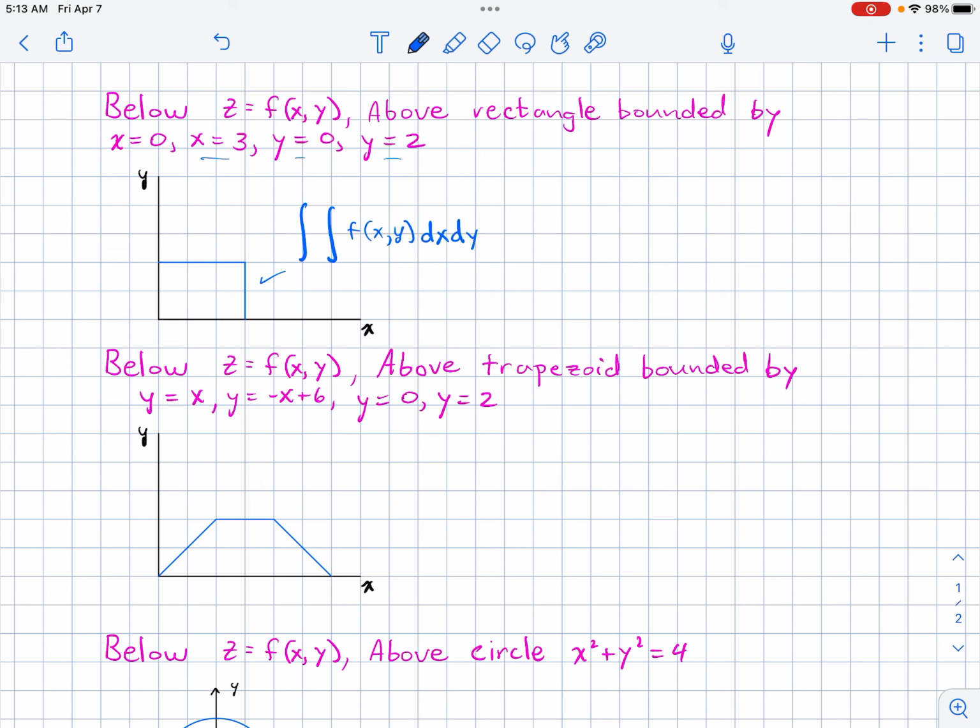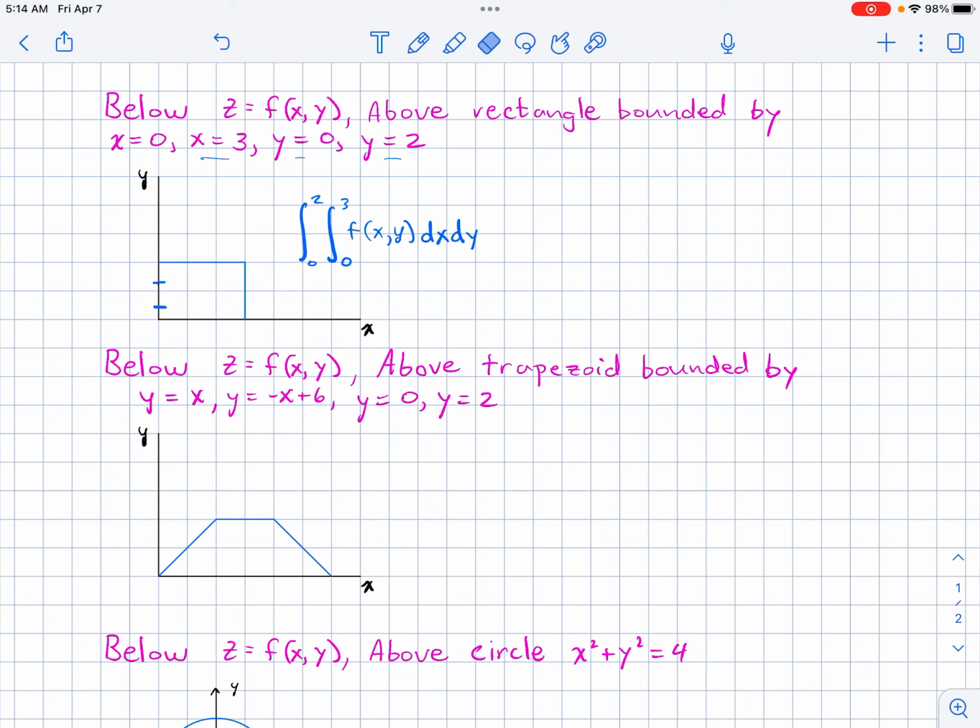Let's see what x does as we vary y. Okay, so let's suppose we've got a y right here. Well, what does x do? Well, it starts at 0, and it shoots right over here to 3. If we choose a different y, what does x do? Well, it starts at 0, and it shoots right over here to 3. So no matter what y does, x goes from 0 to 3. And then the question is, well, what does y do? Well, y goes from 0 to 2. So there we have it.